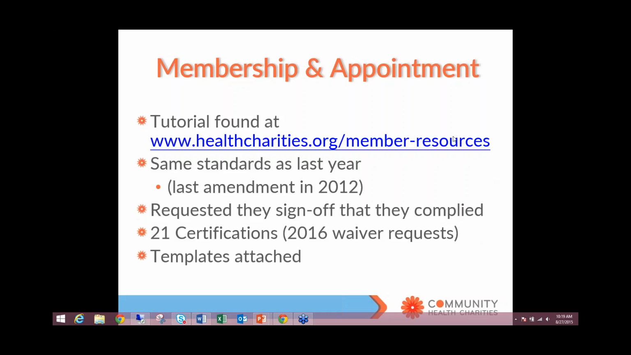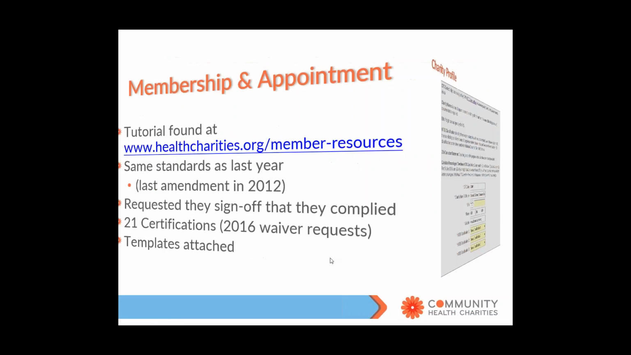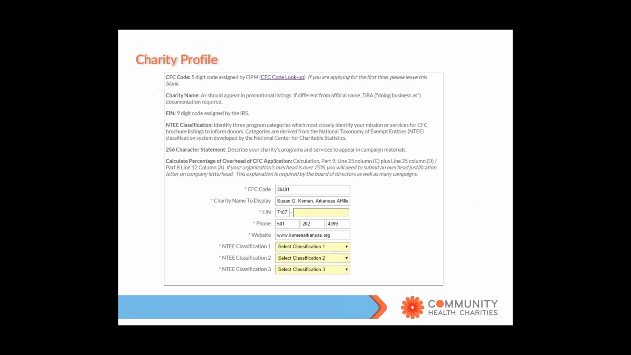So really the document, when you print it out, looks like a lot of pages, but there's the place for waivers and there's the place for the templates. So if you don't have any waiver requests or templates that are needed, really it's just a couple page document to go through, certify, and submit back.